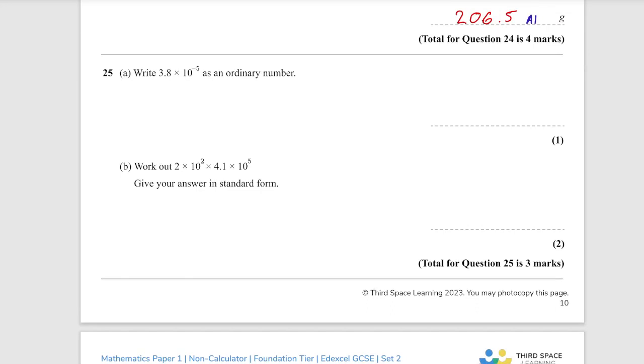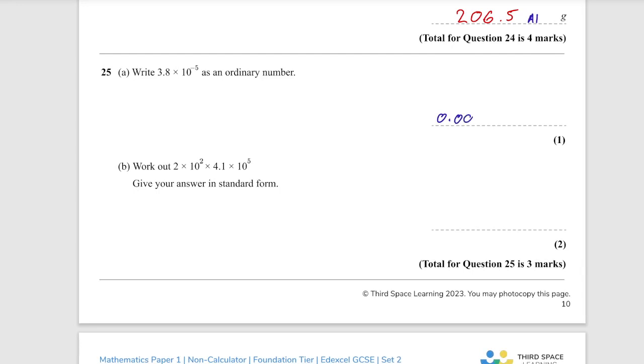Right. Write as an ordinary number. So my shortcut for going for small is I'm going to add 5 zeros at the front. So 1, 2, 3, 4, 5, 3, 8. And then you can kind of see, whoops, my decimal point has moved from there to there, so it should have moved 5 spaces. 1, 2, 3, 4. So it's moved from there, so it's moved 1, 2, 3, 4, 5.